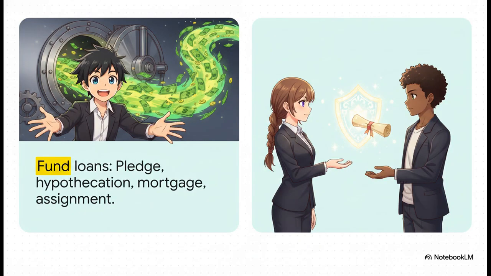You'll want to wrap up your exam analysis by categorizing the final advance into fund or non-fund loans. Fund loans mean actual cash is moving to the borrower. But to do this safely, a banker absolutely has to appreciate the key indicators securing them. A pledge means the bank takes physical possession of the goods. A hypothecation leaves possession with the borrower but secures movable assets. A mortgage secures immovable stuff, like real estate. And an assignment transfers actionable claims.